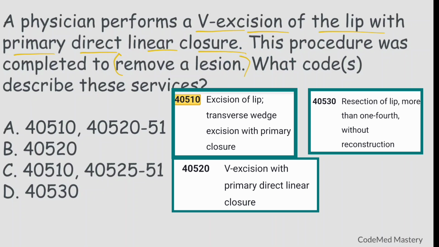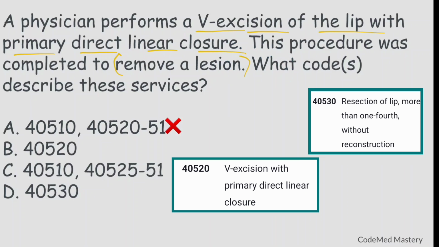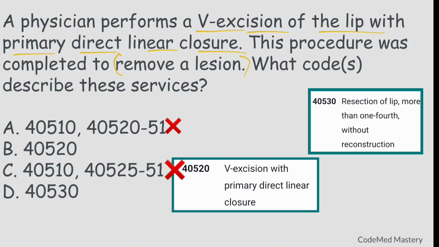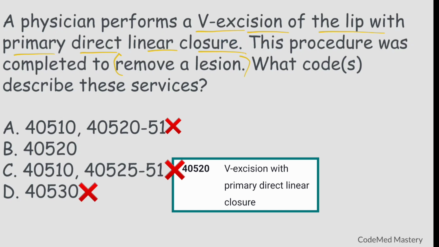So eliminate option A, and coming to option C, they have mentioned 40525 along with 40510. 40525 is for full thickness reconstruction. So that is not mentioned in the question. So eliminate option C. And option D, 40530 is for resection of lip. But in the scenario there is V excision of the lip. So eliminate option D. Option B is the right answer. Let us move on to the next question.